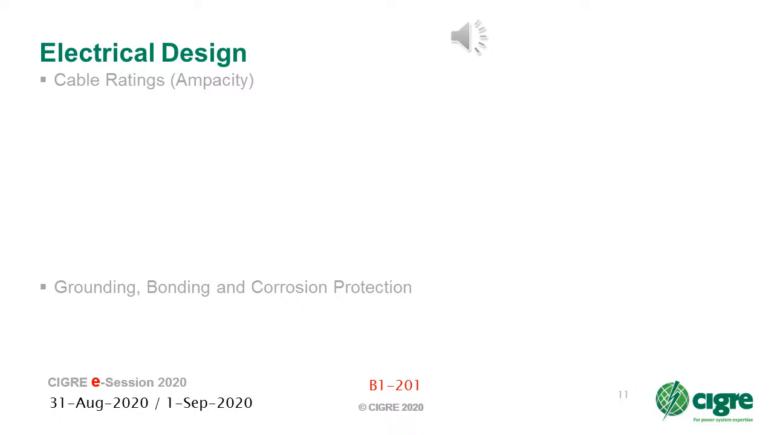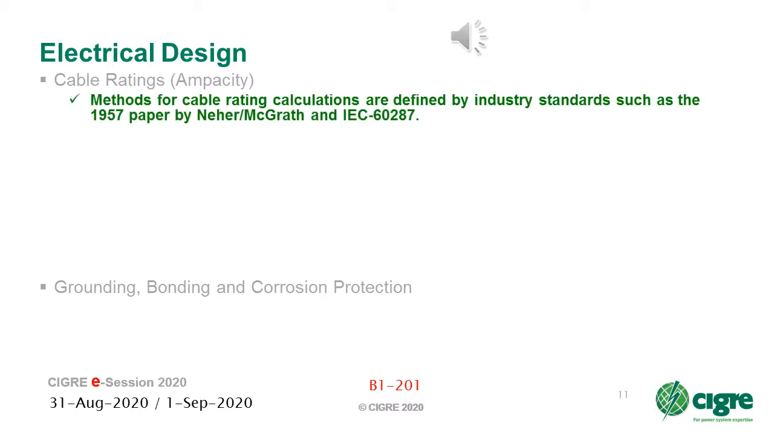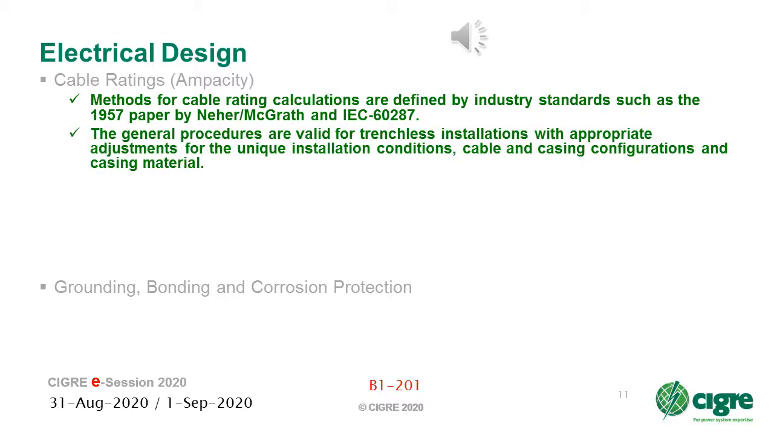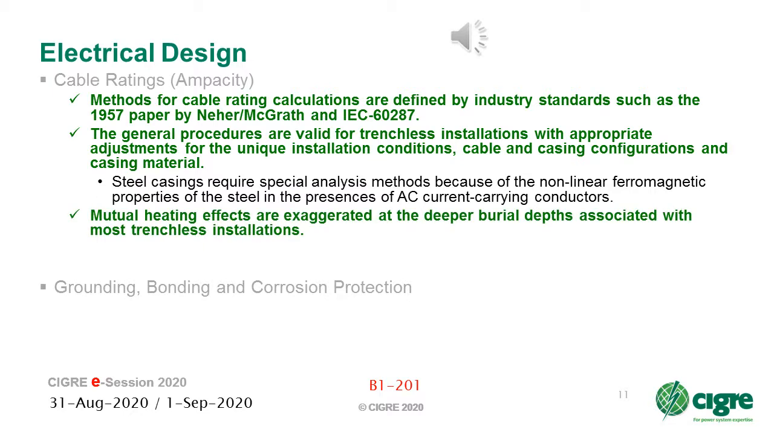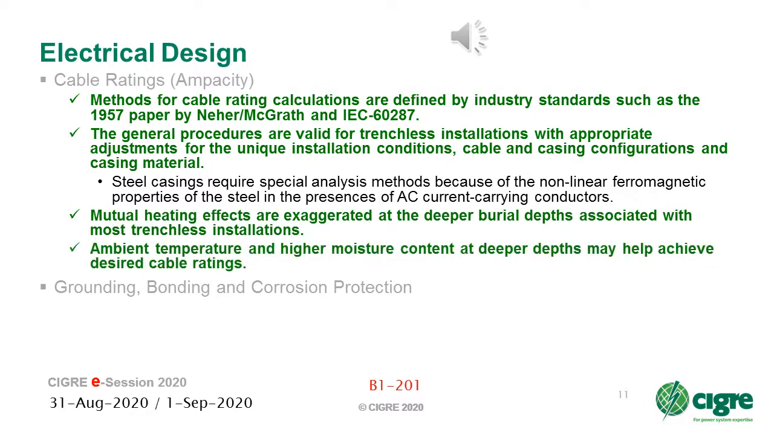The electrical design of underground cable segments utilizing trenchless technologies is often focused on the cable rating, and the methods used to evaluate ampacity, including the 1957 paper by Neher-McGrath and IEC 60287, are applicable provided the appropriate parameters are utilized in the evaluation. This includes consideration for the configuration of the cables and the casing materials being utilized for the trenchless method. Steel casings require a special analysis because of the ferromagnetic properties of the steel and the associated impact on the losses. Mutual heating effects are also exaggerated at the deeper installation depth, as well as the ambient temperature and moisture content of the soil that could impact the thermal parameters used in the ampacity calculations.